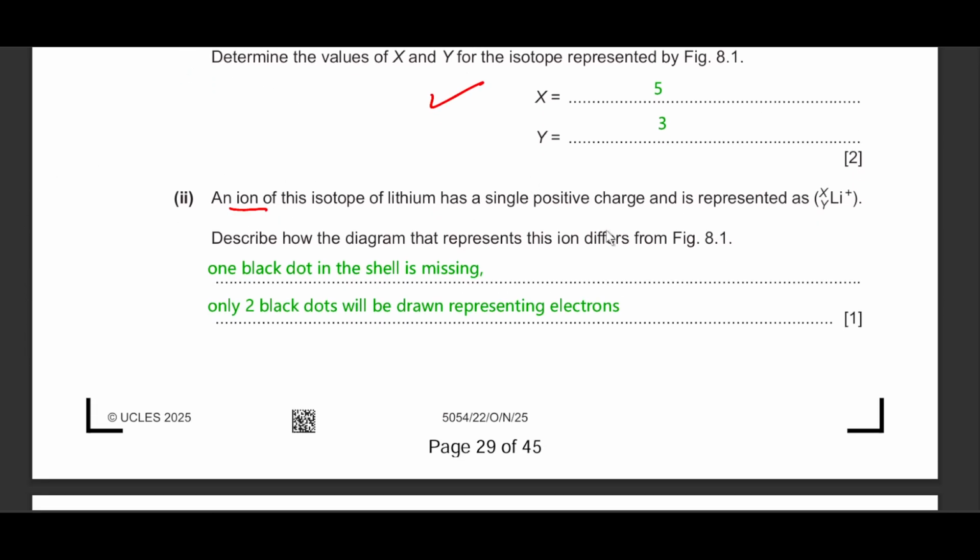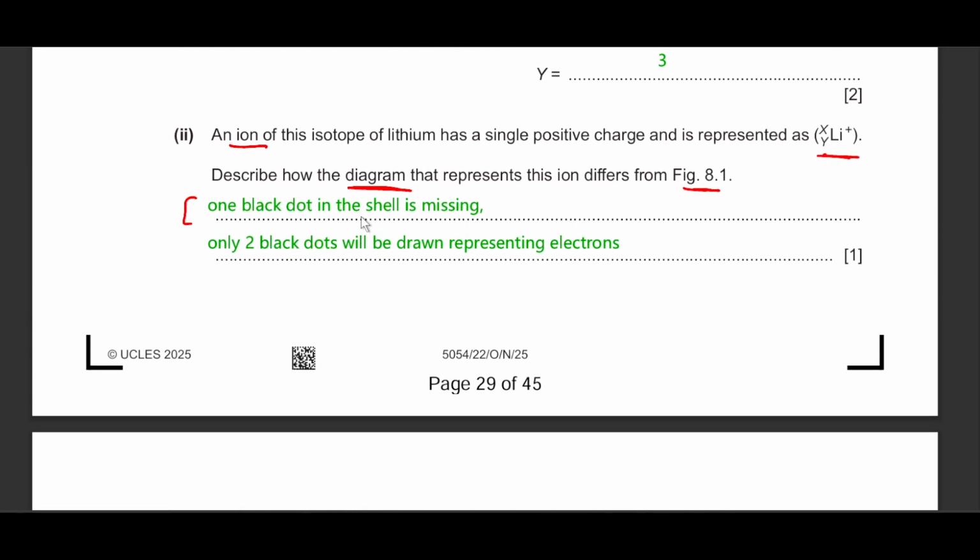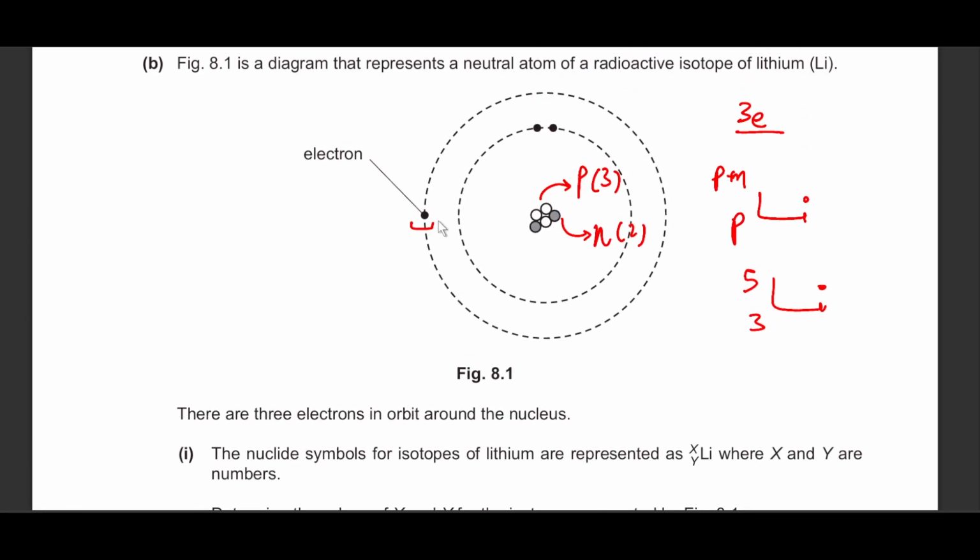An ion of lithium isotope has a charge represented as this, so 1 electron is gone. Describe how the diagram that represents this is changed now. We have to refer to this diagram, so we're going to talk about that 1 black dot in the shell is missing. There is 1 less electron here or somewhere else.